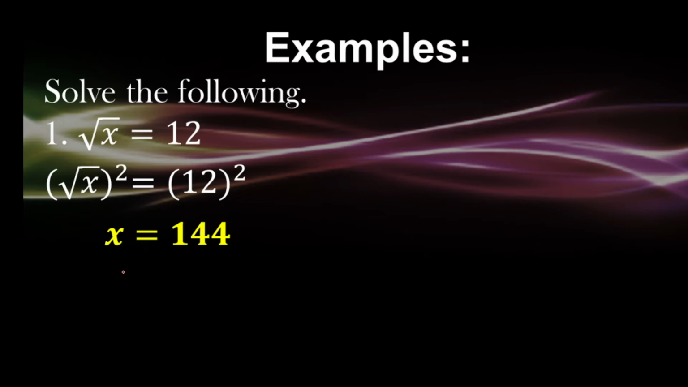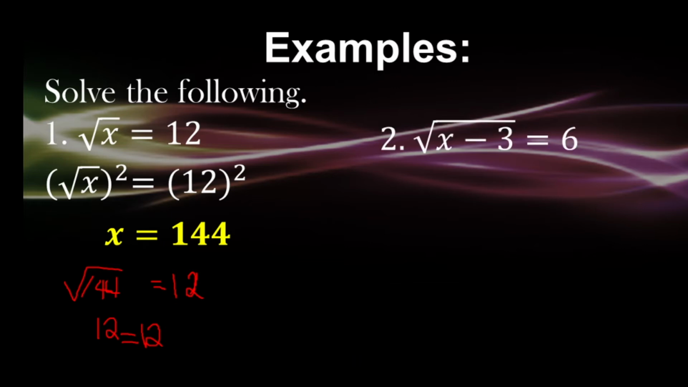Since x is equal to 144, we need to determine whether 144 is a real solution or not. So we are going to substitute 144 into the original equation. Therefore, we have square root of 144 is equal to 12. Square root of 144 is 12. Therefore, the left and right sides of our equation are equal. That makes 144 a real solution.